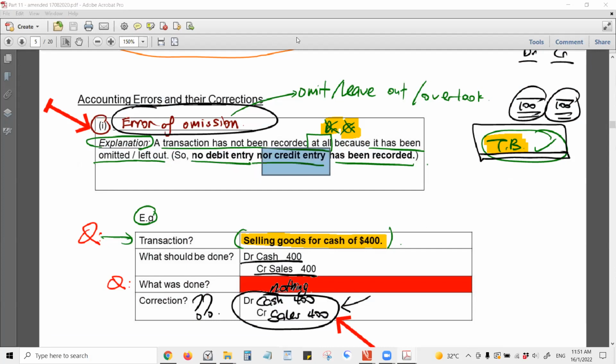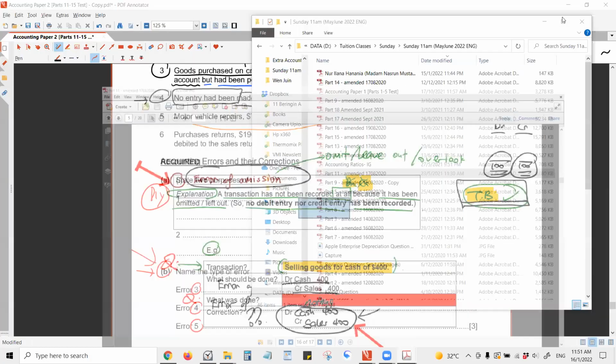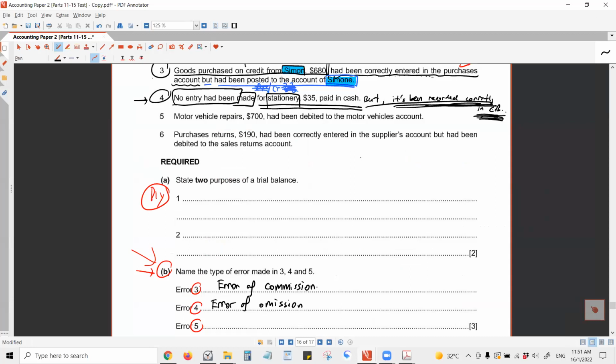My question is actually whether this error 4 is still an error of omission if they have this line. They continue to write, but it has been recorded correctly in the cash book. So at least they have recorded something right. Then it would no longer be an error of omission.